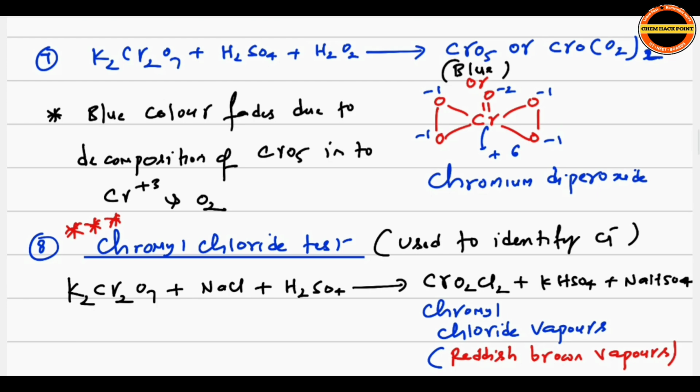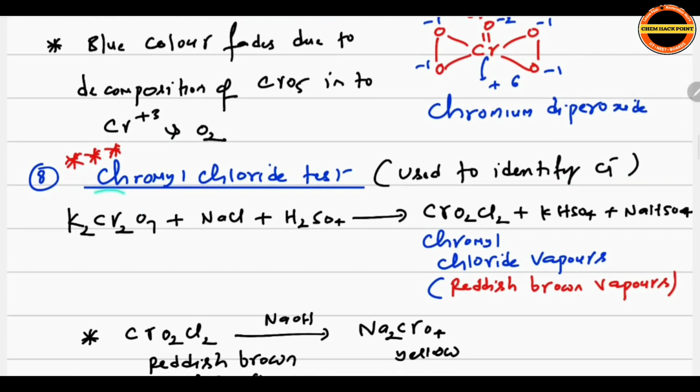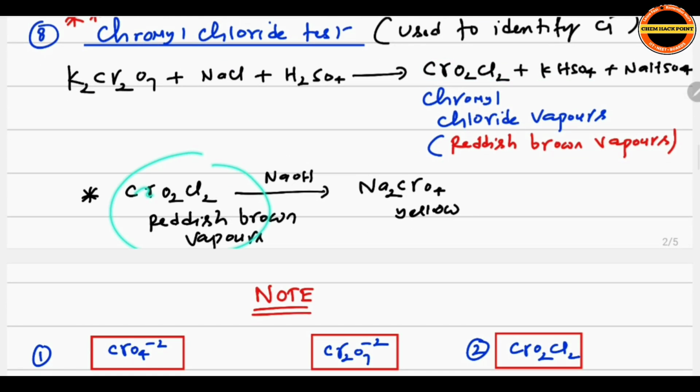The most repeated PYQ, what we specified at the beginning of the video, is based on the chromyl chloride test. Very important. Used to identify Cl⁻. Potassium dichromate reacts with NaCl in presence of H₂SO₄ to form chromyl chloride, KHSO₄, NaHSO₄. Chromyl chloride vapors are reddish brown vapors. Chromyl chloride vapors, when allowed to react with NaOH, form yellow colored Na₂CrO₄.